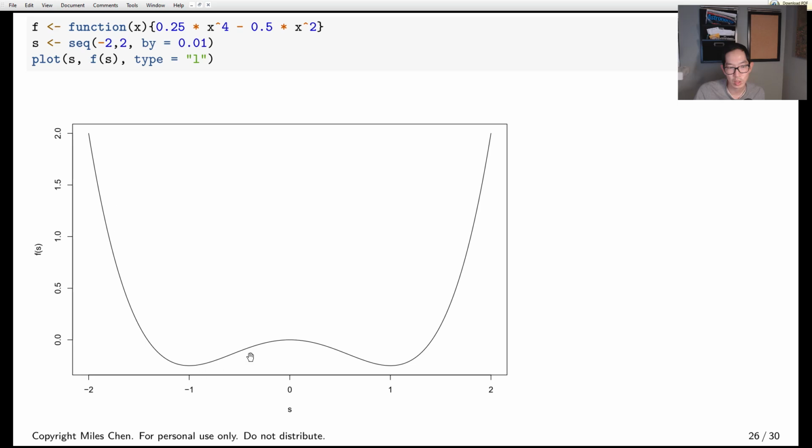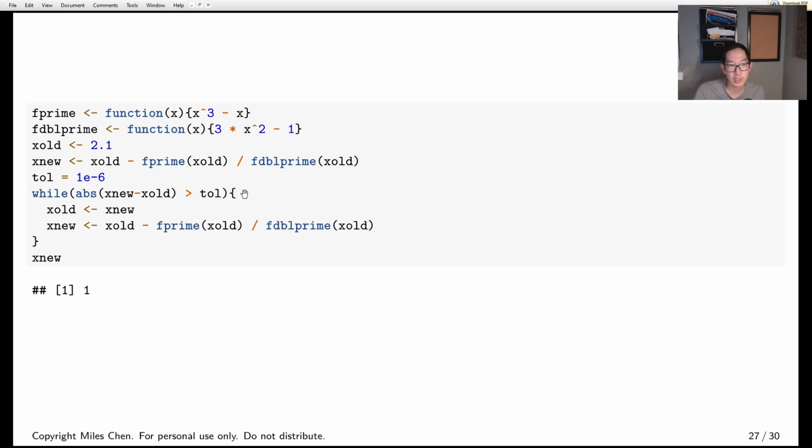So this is what the original function is, and we want to find kind of local mins or local maxes, and so we'll find the roots of the derivative, and where that derivative is equal to 0, that will correspond to either -1, 0, or 1. So just kind of applying it. Here we're going to say, okay, here's my function for f prime, here's my function for f double prime.